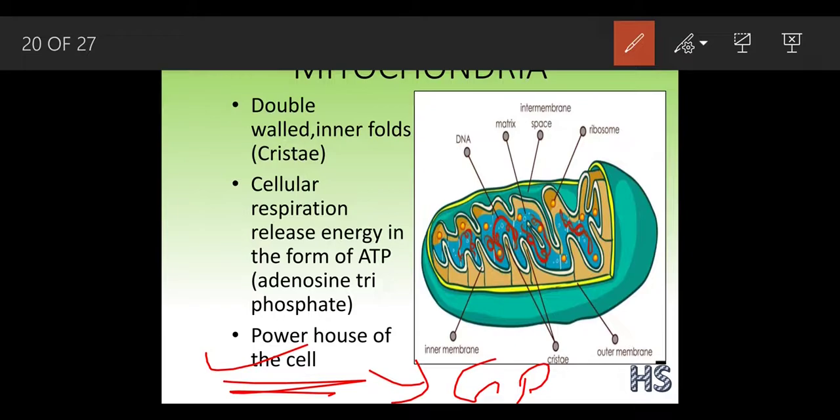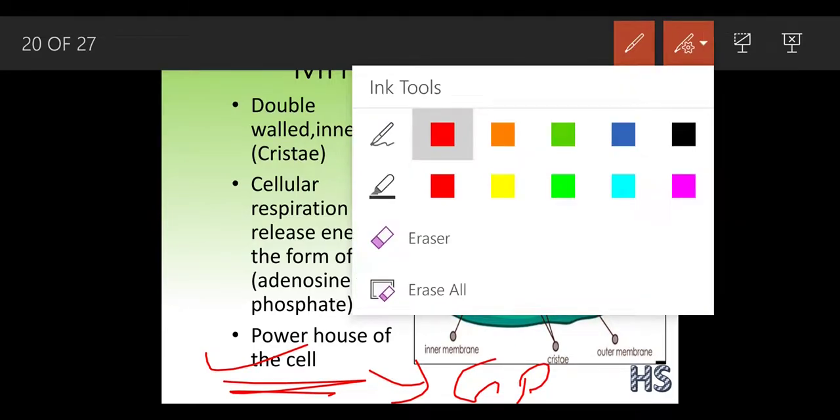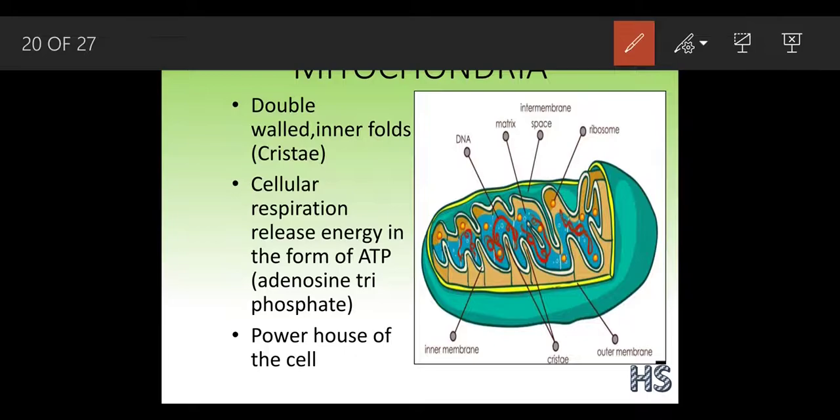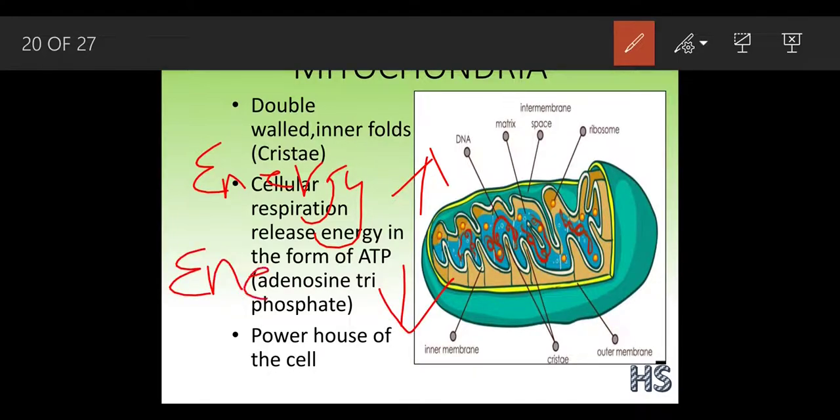And the mitochondria helps in the various metabolic functions of the cell as well. What do you mean by metabolic functions of the cell? Suppose we humans eat food, so we take in energy, but at the same time the excess amount of energy we release also, okay. So that release of energy from our body is called metabolic activity.